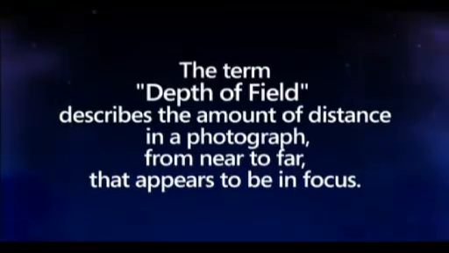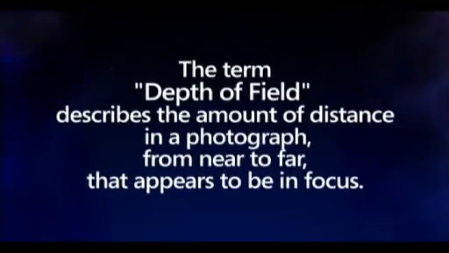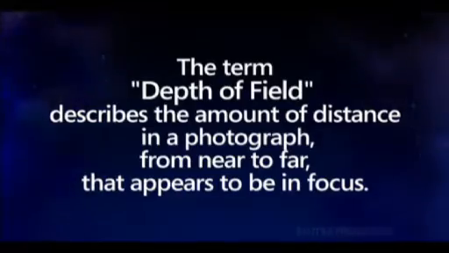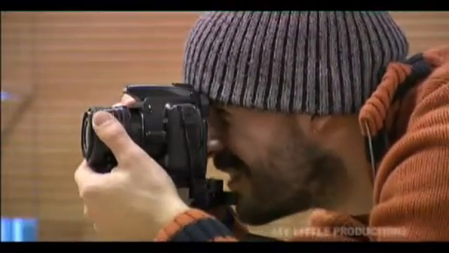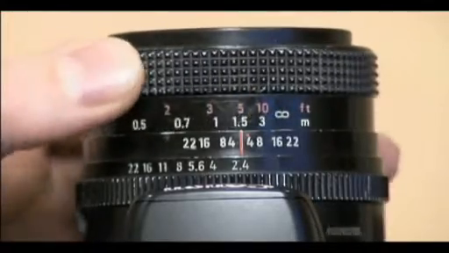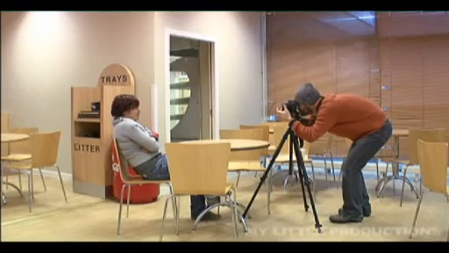The term depth of field describes the amount of distance in a photograph from near to far that appears to be in focus. While filming or taking pictures, we have to focus our lens for the purpose of having a sharp image. It's generally accepted that the main subject in a picture should be in focus.